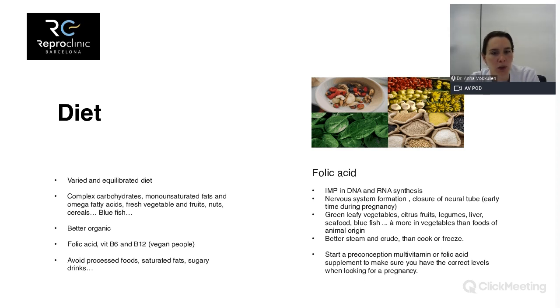Where can we find it? In green leafy vegetables, citrus, legumes, liver, seafood, blue fish, but more in vegetables than in foods of animal origin. And it's better to steam or eat these vegetables crude or raw than to cook or freeze them, because the amount of folic acid can decrease. And then what I told you, right? It's important to start a preconception multivitamin or a folic acid supplement to make sure that the levels are correct when you're looking for a pregnancy.